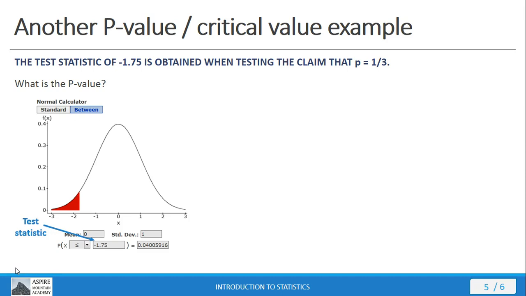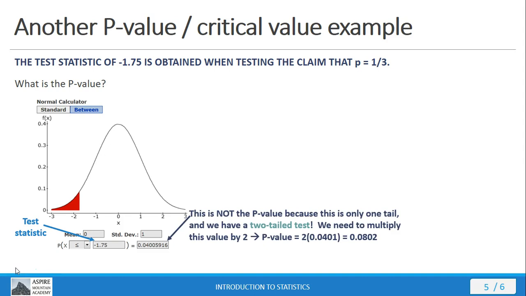Okay, so here's our test statistic, negative 1.75. But this value here is not the p-value because, again, look at the claim. The claim is that proportion equals 1/3. Well, that means that our alternative hypothesis is going to be P is not equal to 1/3. And the not equal in the alternative hypothesis means we have a two-tailed distribution. So what we're looking at here in our calculator in StatCrunch is only half of the p-value. We're looking at the left half. We need the right half as well.